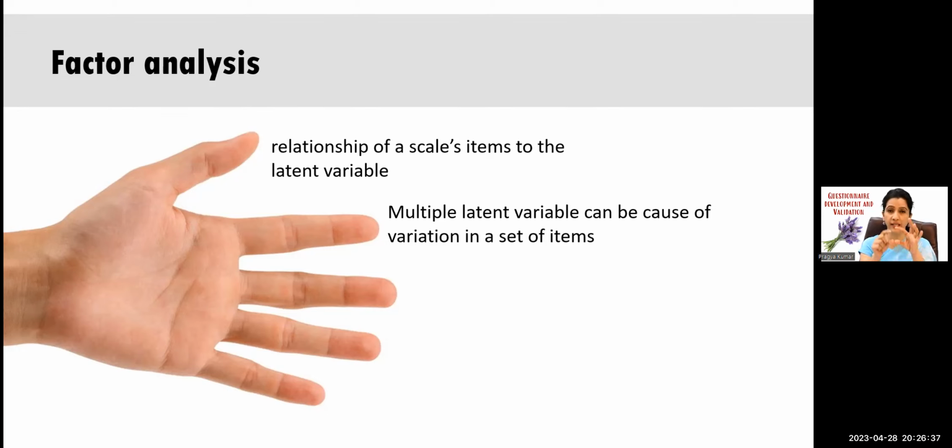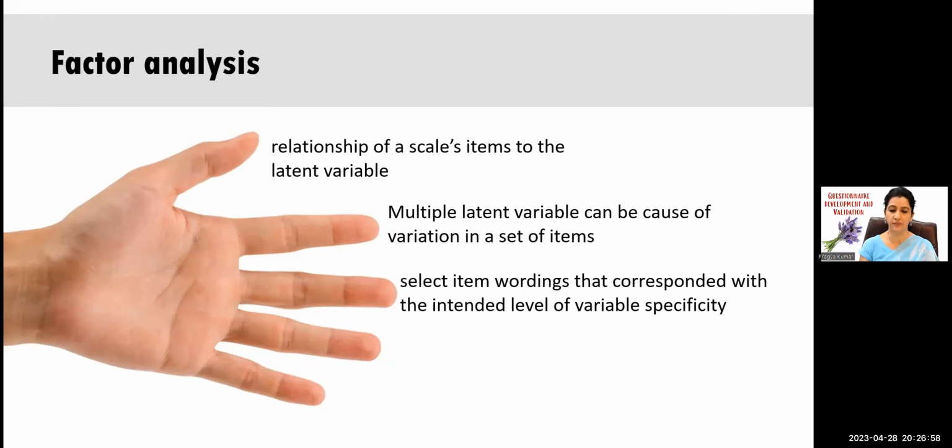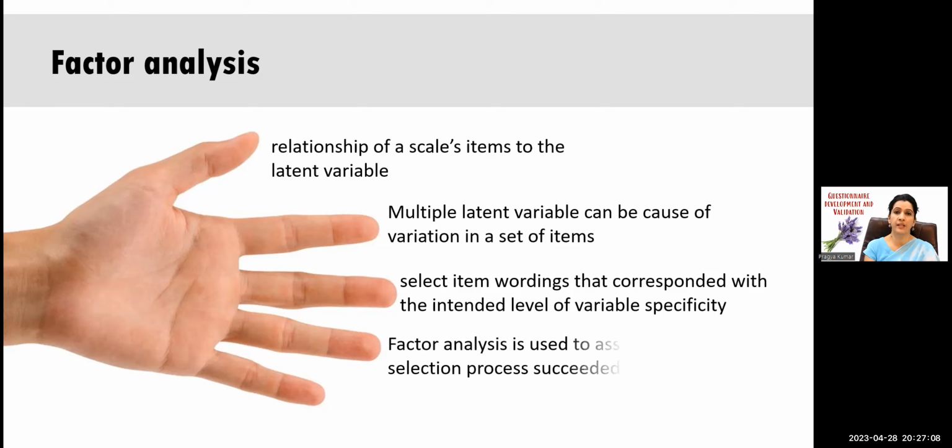So if an item is having a variance of 60%, that means 60% of it is getting affected by the underlying construct, but the rest 40% is either through some other latent variable or it is due to the error. So multiple latent variables can be a cause of variation in the set of items. So that's why we have to select item wordings in a way that they should correspond with the intended level of the variable specificity, and it is used to assess whether the selection process succeeded or not.